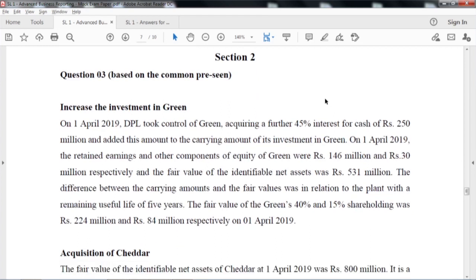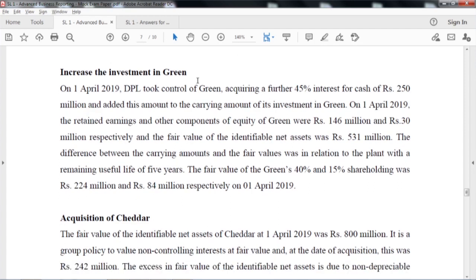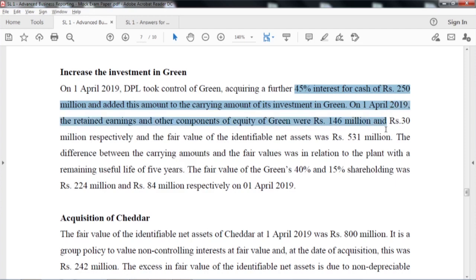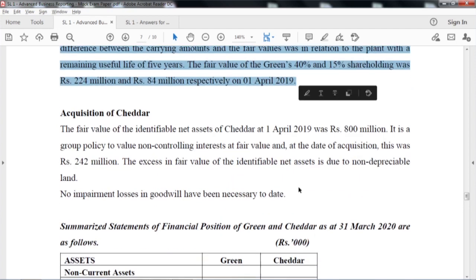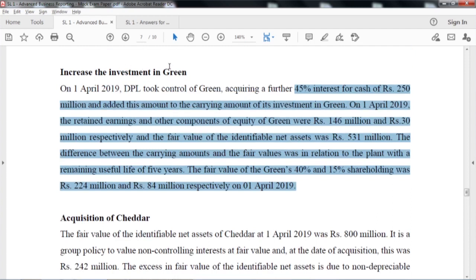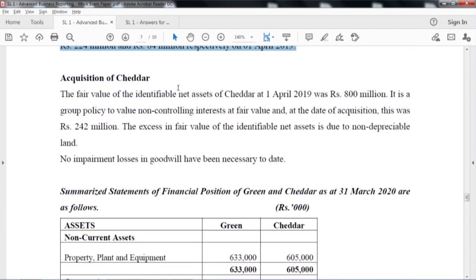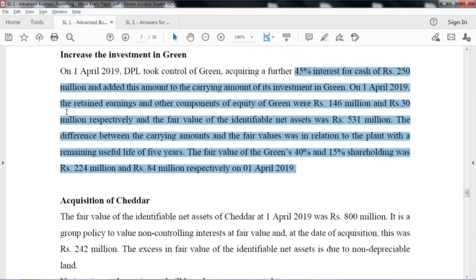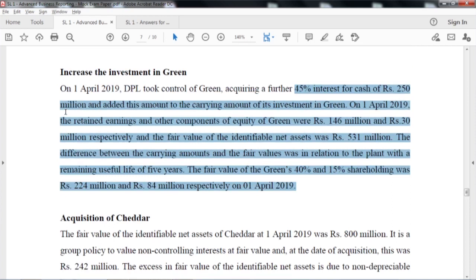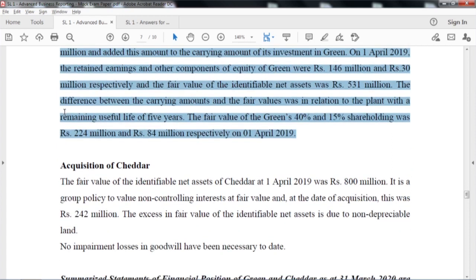Right. Now, question 3, increase in investment in green. So, on 1st April they have made a further investment, and now there is a need to consolidate, but I do not cover that in my section, and this is all about consolidation, goodwill, all of that. So, that is about the acquisition, the investment increase, and this is an acquisition straight away. And that company, Cheddar, was acquired, and the group policy is this, but anyway remember there is a question about group: what are the internal controls over group financial statements.